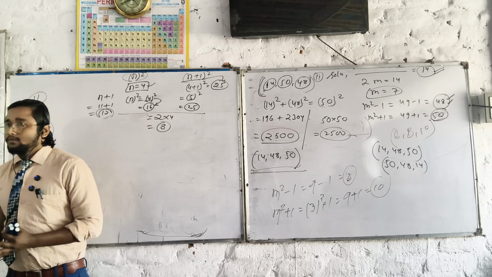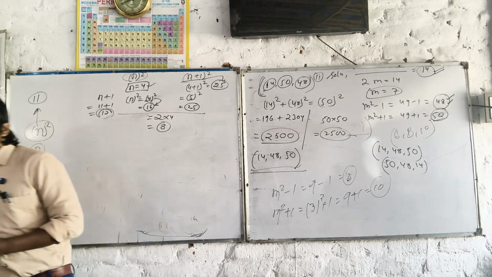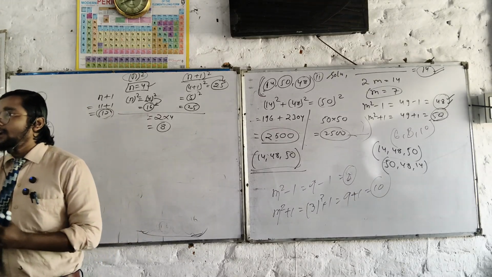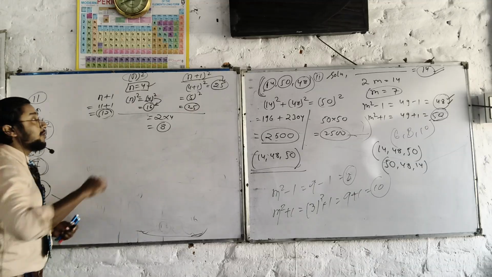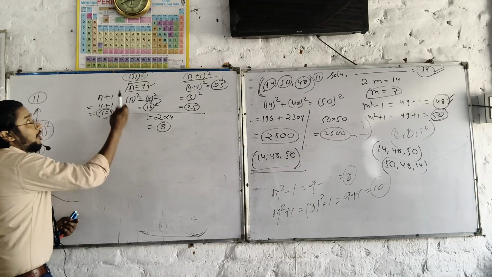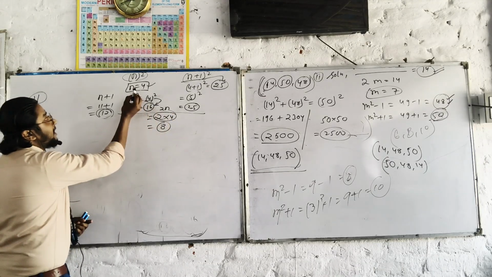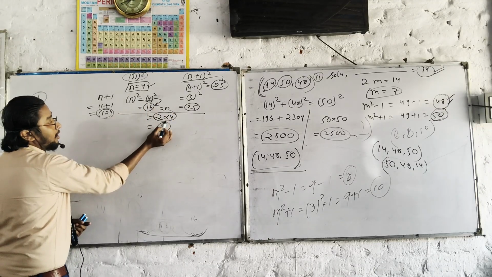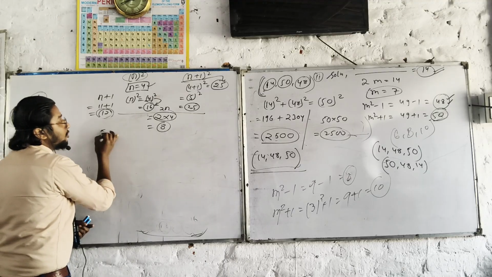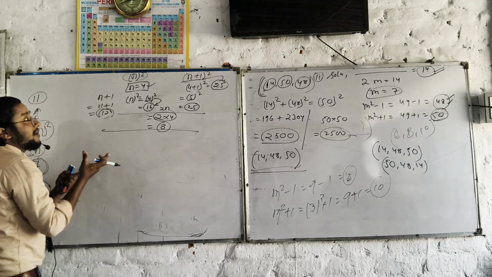The word is here now. The question is asking how many non-perfect square numbers are there between n square and (n plus 1) whole square. Directly, no need to check that. How many non-perfect square numbers are there? Directly, we can say 2n. What is the value of n here? Let's put it here. So how will you get 8? If somebody wants to check, sir, I want to check.